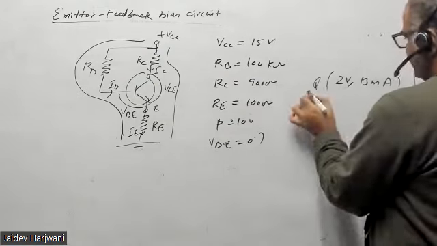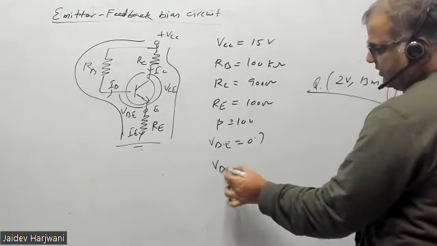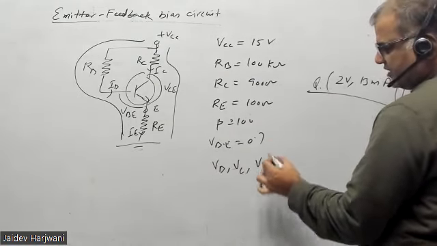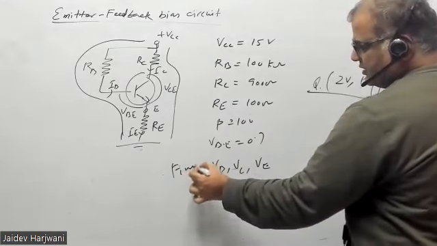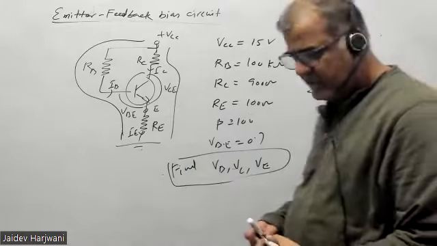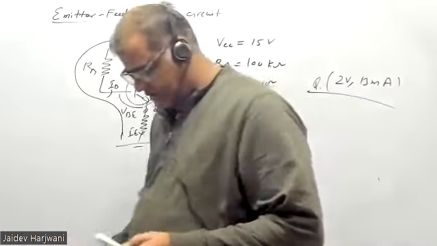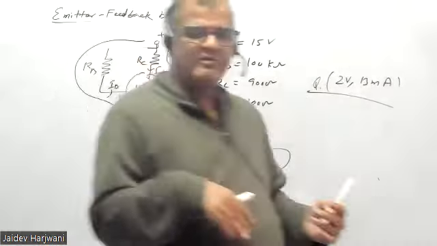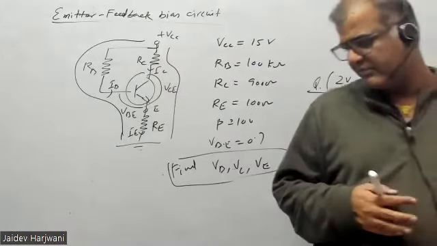Okay, so you have to find VB, VC, and VE also. And send me the homework. I'll check this one for everyone. Everyone should give me this homework. Otherwise, I will repeat this tomorrow, and then you will lose the time. Okay.